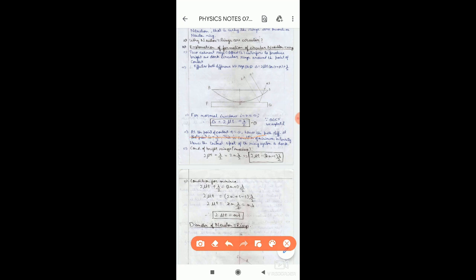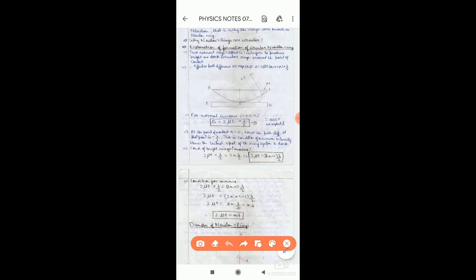You know very well that at the point of contact the thickness becomes 0, so t becomes 0. Hence the path difference at the point of contact is lambda by 2. This is the condition of minimum intensity, hence the central spot of the ring system is dark. Because at the point of contact the condition of minima is satisfied, it becomes dark.